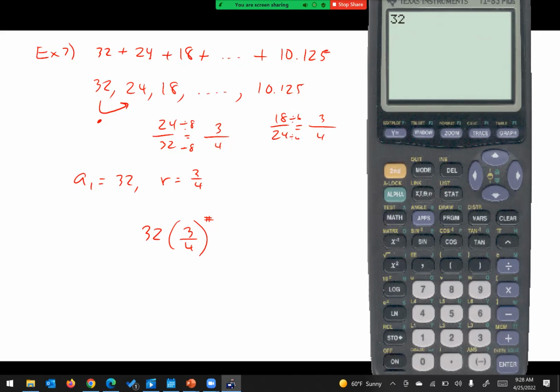So 32 times, in parentheses, 3 divided by 4 to the power of, and guys, give me a guess. Give me a number, any number. 6. Ding, ding, that's too high. Yeah, it's 5. Oh, bummer, it's not 5. Yeah, 4. 32 times 3. Oh, that was sneaky.